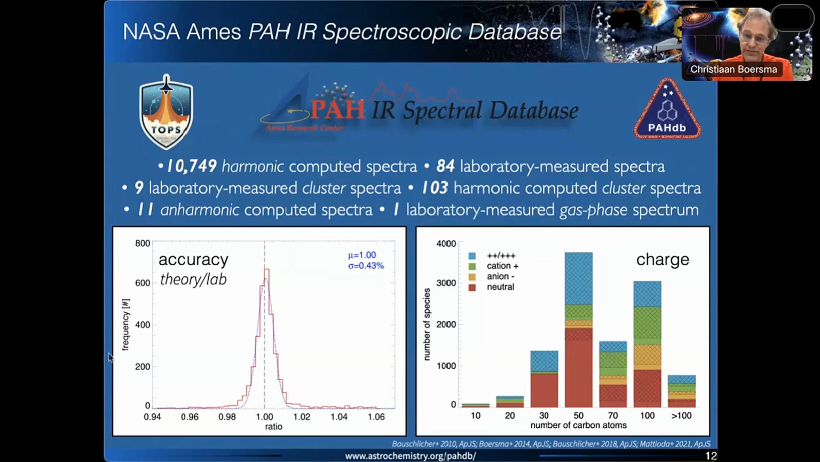The bottom left figure shows the accuracy of the harmonic computed band positions when compared to the laboratory measurements. There is less than 0.5% statistical difference. The bottom right histogram shows the charge breakdown in terms of PAH size of the library of harmonic computed PAH spectra. The cross-hatched areas indicate the spectra that have been added to the forthcoming version 4 of the library.